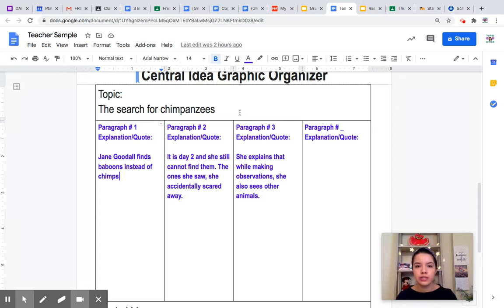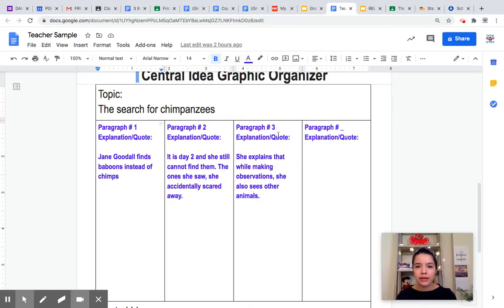So that's proof that she's there searching for the chimps. Another example is from our imaginary paragraph 2. It is day 2 and she still cannot find them. And then when she finally sees them, she accidentally scares them, right? So again, she's there for that purpose. And it's like, oh no, they ran away. But still, this helps support that she's there to search for chimpanzees.